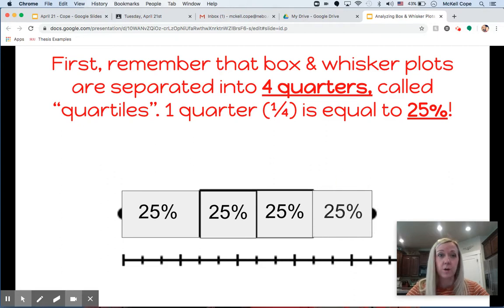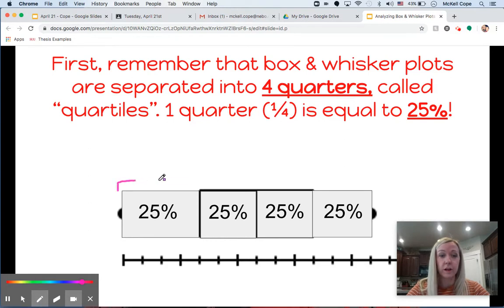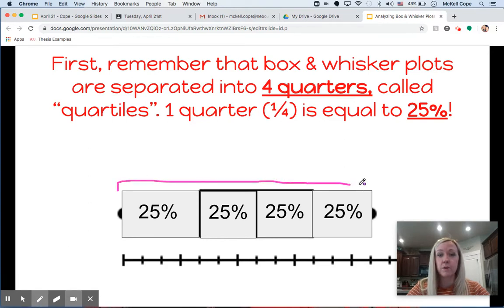is also 25%. So remember back when we did percentages, we know that 4 times 25% is going to equal a grand total of, think of it in your mind while I'm drawing this, 100%, which is our whole set.